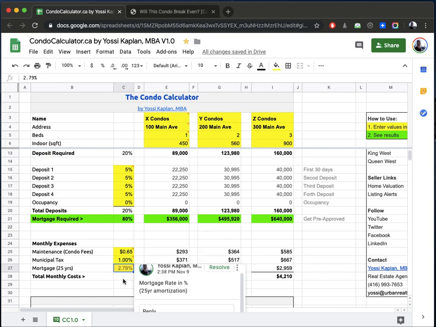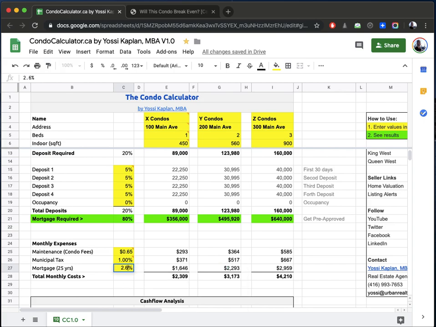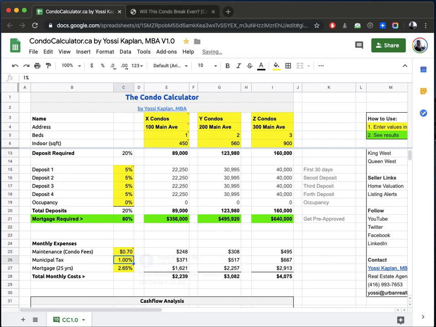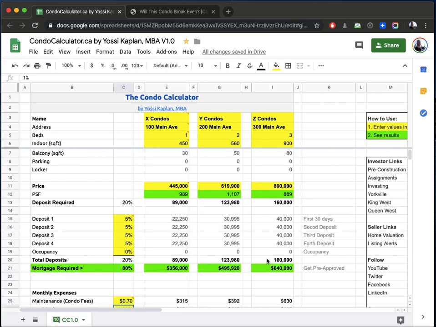Let's say you got a better mortgage, 2.65. So remember, $29.59, and now I saved about $40, $50 a month. Okay, so not bad, right? Maybe my municipal tax is not that high, so I can adjust that. Maybe the condo fees are not that high, I can adjust that. Or maybe they are higher than I thought, and actually 70 cents a foot, so I can adjust it here. Okay, of course, you can also adjust the purchase price.